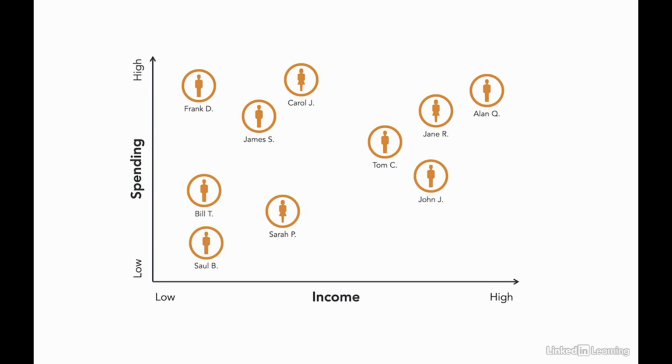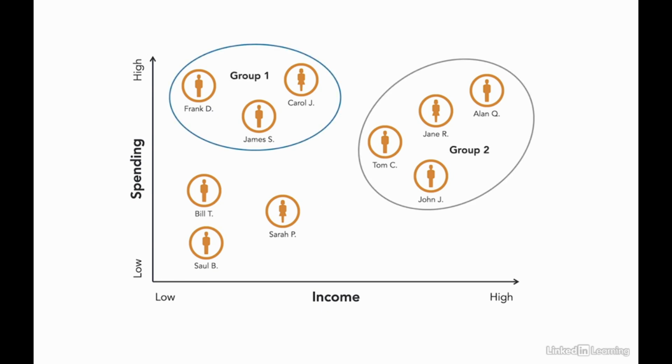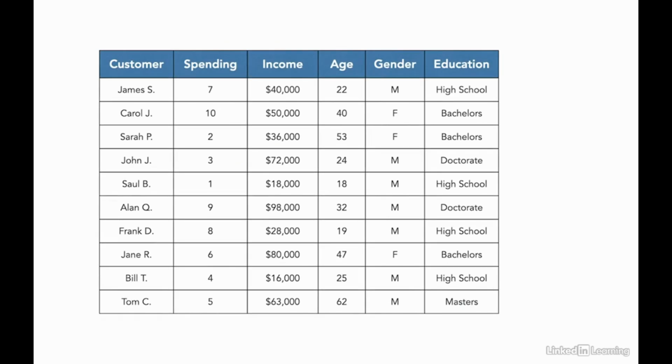Using just the spending score and income level, an unsupervised machine learning model could automatically evaluate each customer and group them based on how similar they are to other customers. With each customer assigned to a group, we then assign them a segment label.